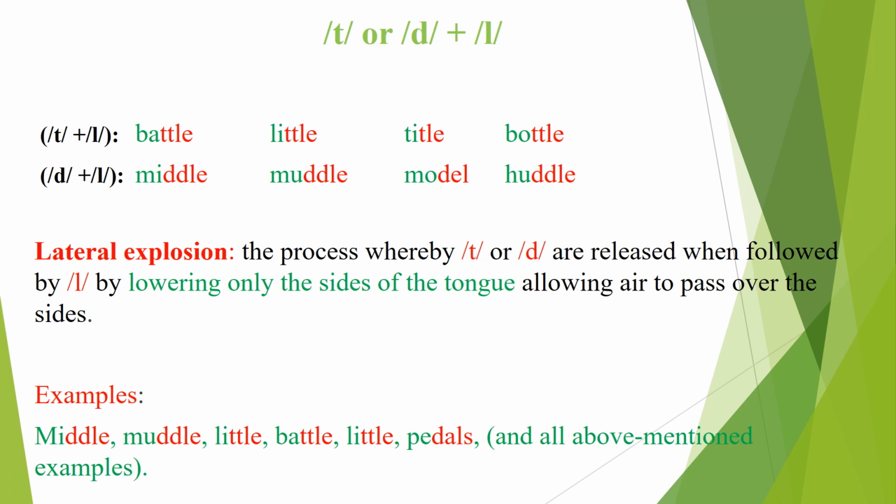In the case of ta or da, followed by the lateral la, as in battle, little, title, bottle, middle, model, and huddle, there is a kind of explosion that is called lateral explosion, whereby ta and da are released when followed by la, by lowering only the sides of the tongue, allowing air to pass over the sides. More examples, middle, muddle, little, battle, pedals.